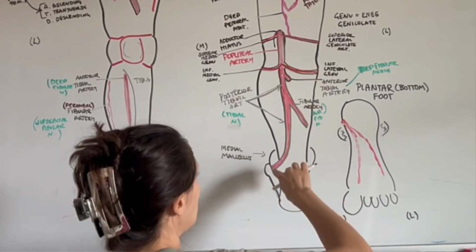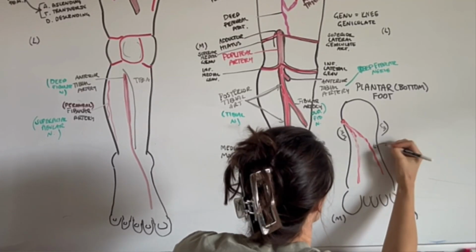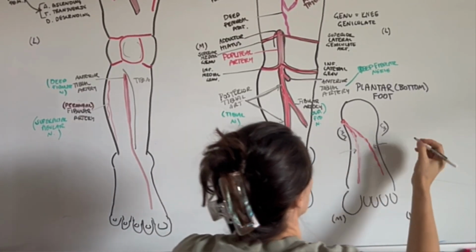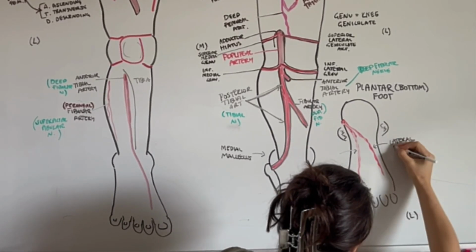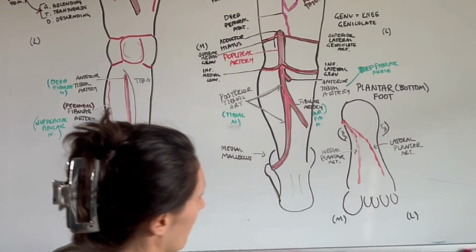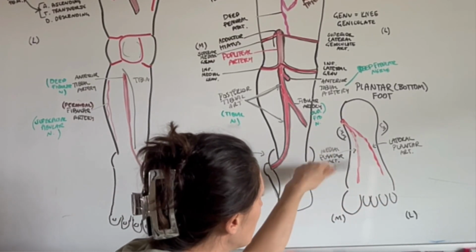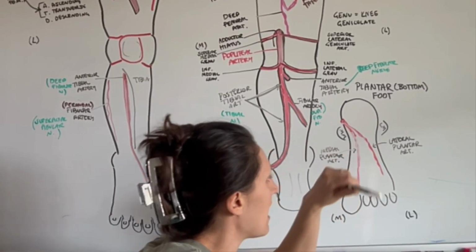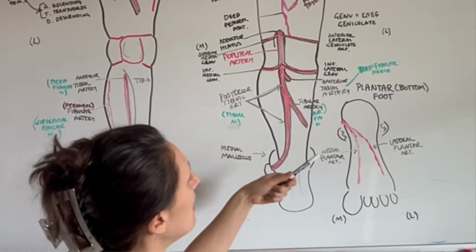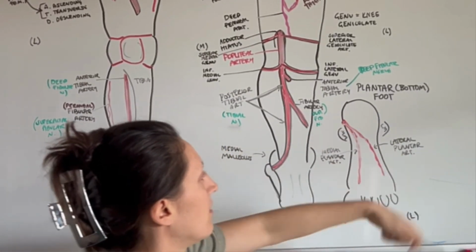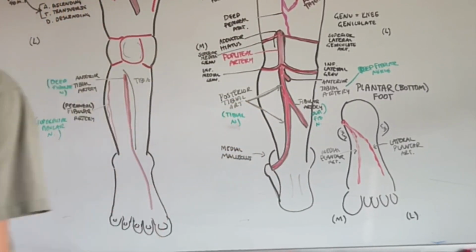So our posterior tibial artery splits into two, and they are named for where they are. These are our lateral and medial plantar arteries. So, based on where they are, they're on the plantar surface of the foot. This is medial, this is lateral, this is the medial plantar artery, this is the lateral plantar artery. They run with the nerves that have the exact same name, medial plantar nerve, lateral plantar nerve. Pretty simple. So that's what happens to the posterior tibial artery.